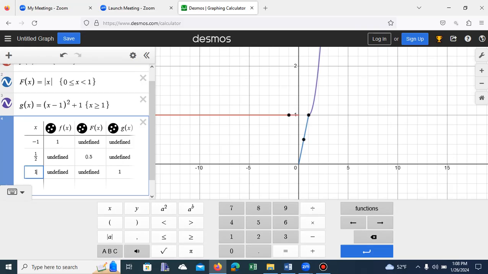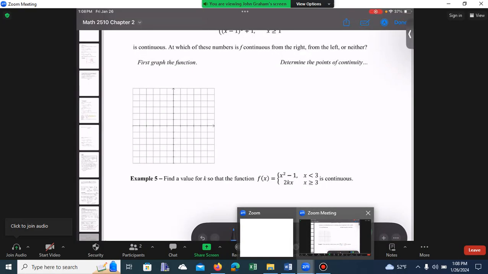Now, the points we have to be concerned with are going to be x equals 0 and x equals 1, because that's where you have the breaks, right? The breaks in the pieces of the function. So x equals 0 and x equals 1 is what we want to look at.